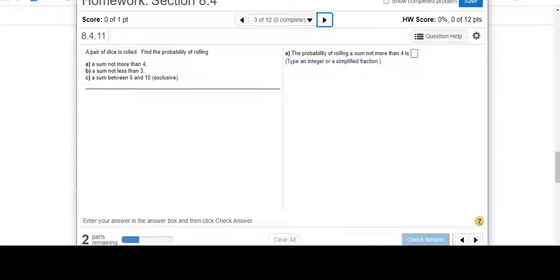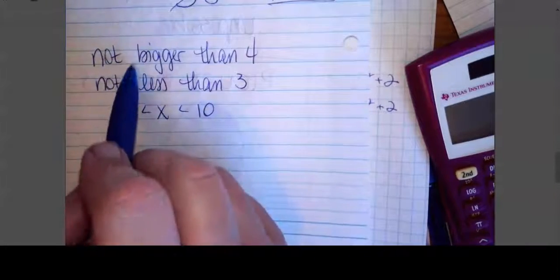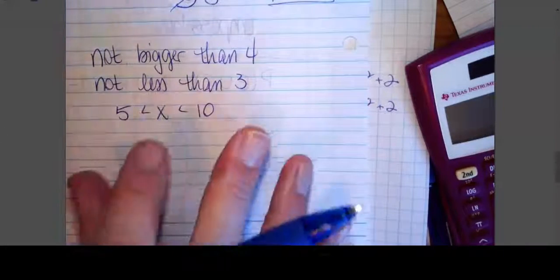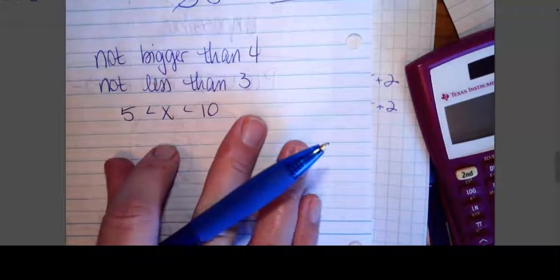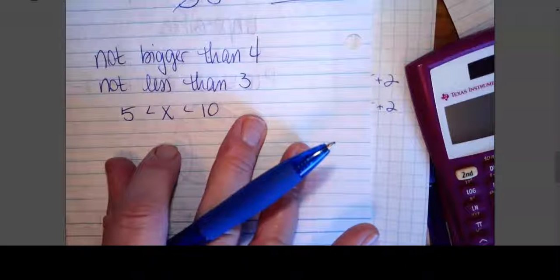I want a sum not less than 3, and I want a sum between 5 and 10. All right, so I've written this down, so we're going to make this bigger for a second. So I want a sum that is not bigger than 4. In other words, I'm okay with 1, 2, 3, or 4. I pause for a second.